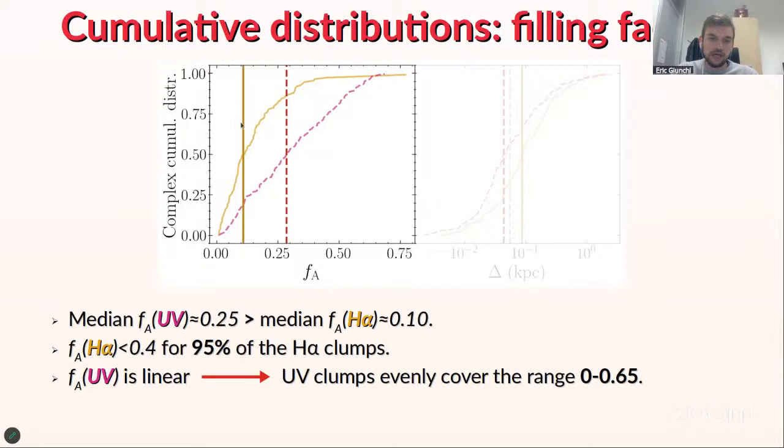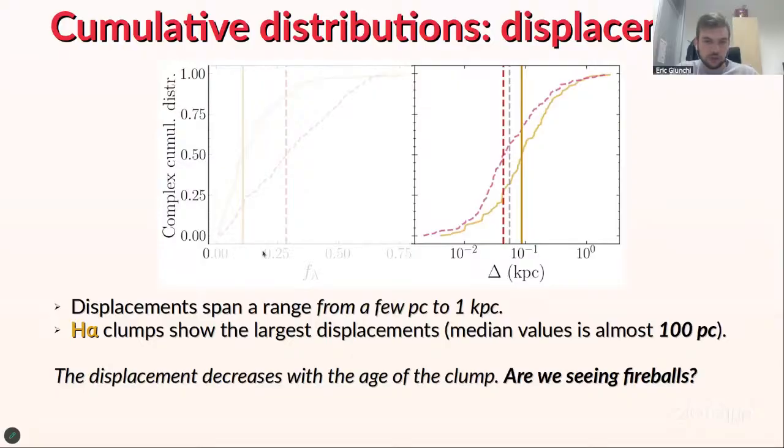So in gold, you have the distribution of the H alpha filling factor, and in purple, the distribution of the UV filling factor. And you can see that on average, the H alpha filling factor is always smaller, on average 10% compared to the 25% of the UV clumps. And also, most of the H alpha clumps can cover less than 40%, while in UV we can reach larger values. So we do see that UV clumps tend to cover a larger area of the complexes compared to the H alpha.